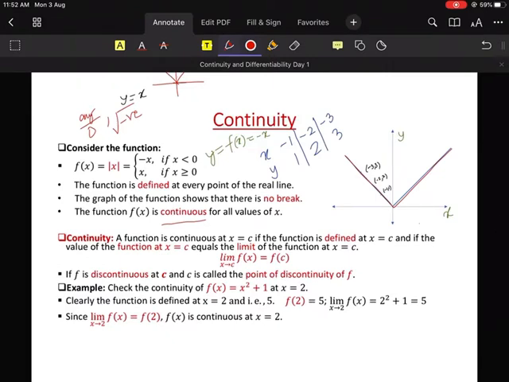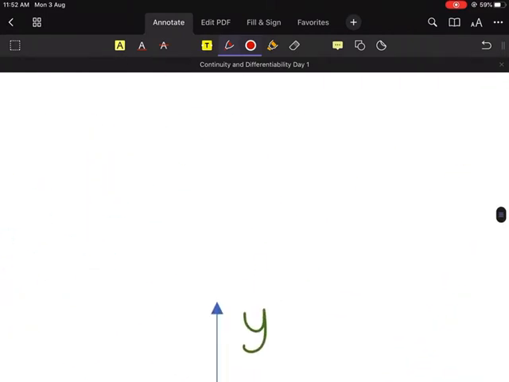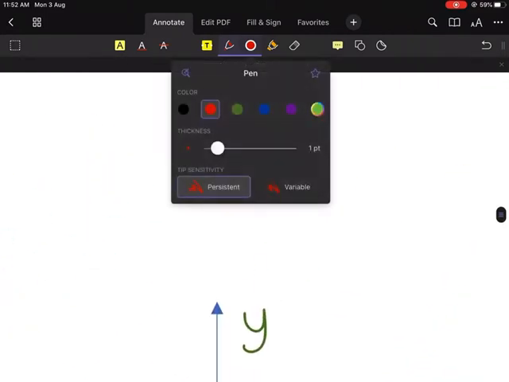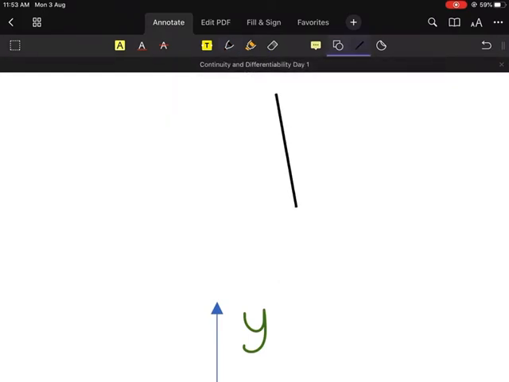Now, what is the mathematical definition? This is the graphical definition of a continuous function. Now, what is the mathematical definition? We did it last class. The mathematical definition is, suppose I have a function. Let me draw this one.